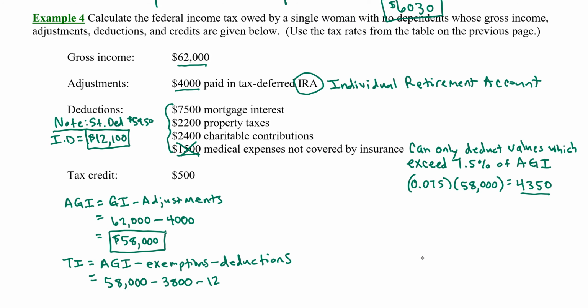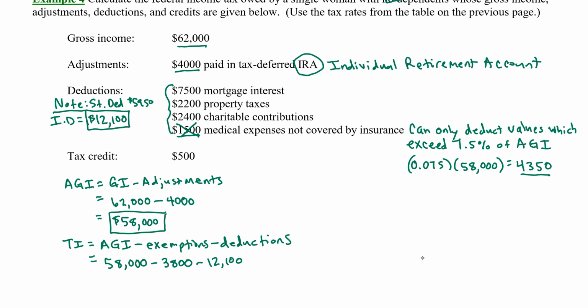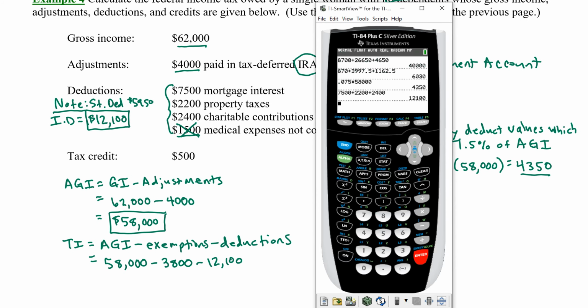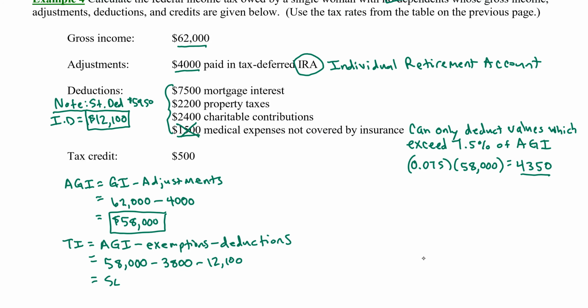So let's subtract the $12,100, and we'll have her taxable income. So $58,000 minus $3,800 minus $12,100. Her taxable income is therefore $42,100. So what that means, remember, her gross income was $62,000, but she's only going to pay tax on $42,100 of that. All right, we're halfway there.